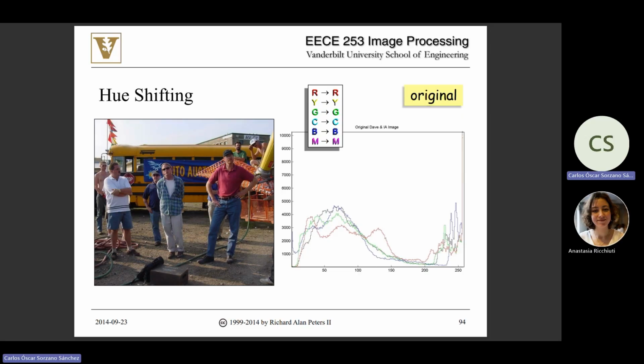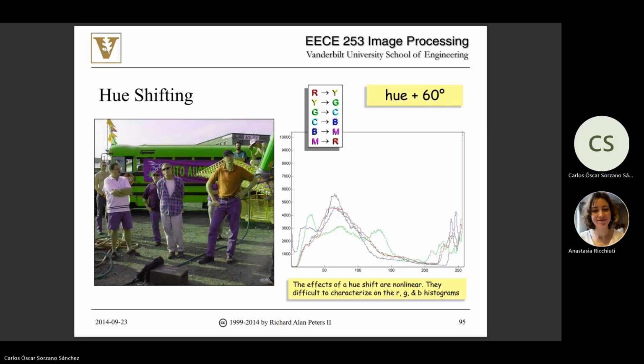Now let's play with the hue. The hue is an angle. So let's say that I add 60 degrees to my hue. Okay, so what happens?